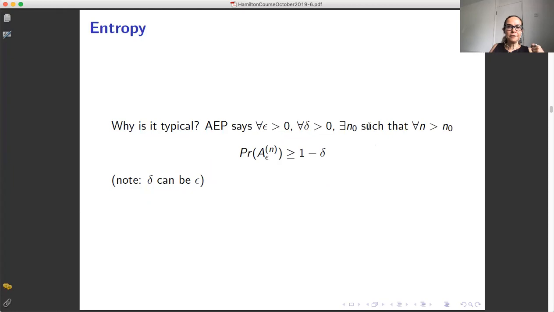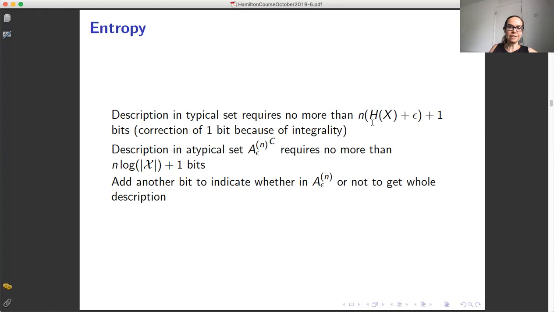And that means that with high probability, I only need a number of bits which is nH(X), okay? Because even though this other number is big, the probability of being in the atypical set is going to 0, and the probability of being in the typical set is going to 1. All right, I'm going to stop here and we'll continue in the next lecture with considering the Gaussian.